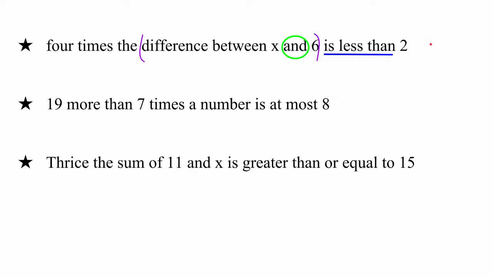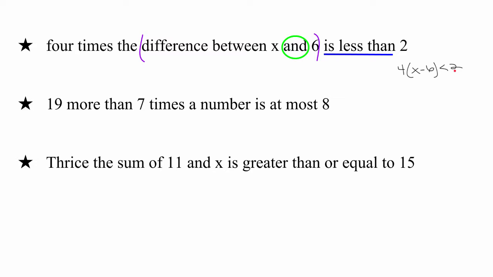So when we translate this, we have 4 times the difference between x and 6 is less than 2. Looks like this. We have 4 times the difference between x and 6 is less than 2.